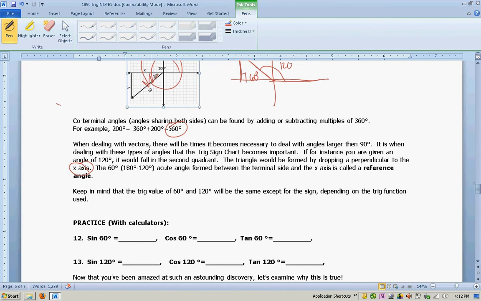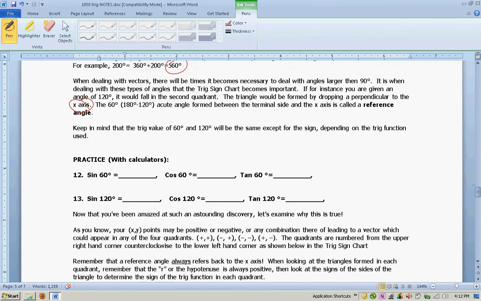And so what I want you to do right now is pause this presentation, and use your calculator to find the sine of 60 degrees and the sine of 120 degrees, and the cosine of 60 and cosine of 120 degrees, and then again the tangent of 60 and the tangent of 120 degrees. I want to see what your calculator tells you, so write those down.